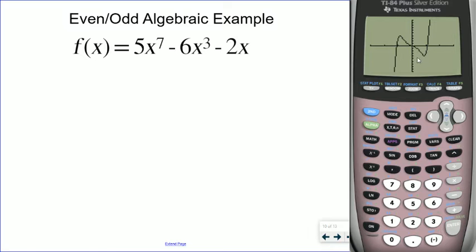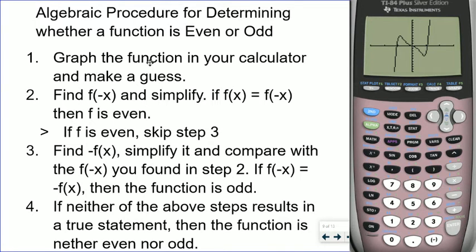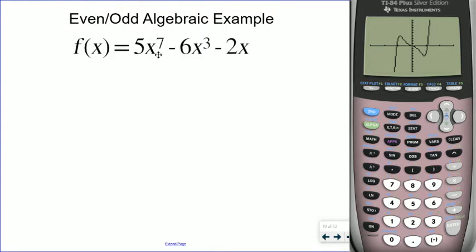But we want to check to see if it is indeed odd algebraically. So we take a look at our function. The first thing we want to check is whether it's even or not. I'll leave that function up there so you can take a look at it. We plug in f of negative x. We used to have just an x, now we have negative x. Everywhere I see an x, I'm going to plug in negative x.